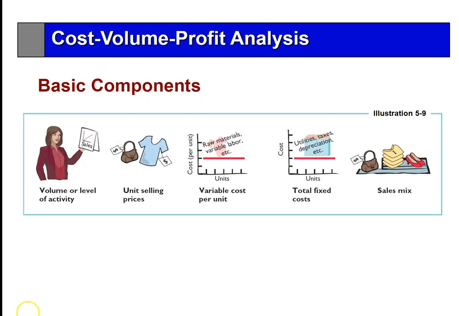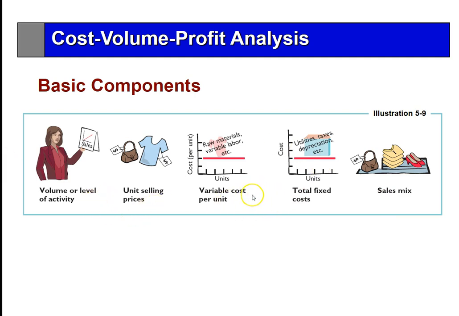There are 5 basic components. First, we have to focus on the level. What level are we talking at? Then we look at the unit selling price. Now the level could be sales or activity. Unit selling price, the variable cost per unit, the total fixed cost, and the sales mix. In a later module, we'll deal with sales mix. We'll focus right here on the first 4.